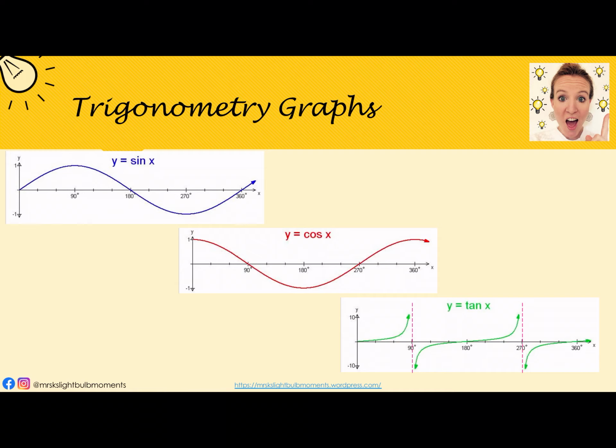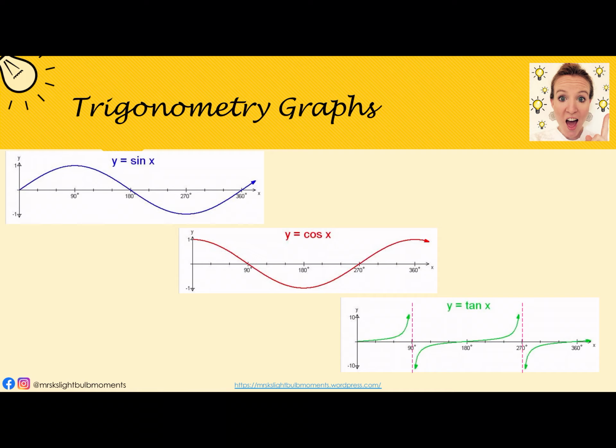Tan starts at 0 and goes up exponentially, so it gets really, really steep by 90. And at 90, we've got those dotted lines. Can you remember what they're called? It's an asymptote. Okay, and that's a place where it can never be.